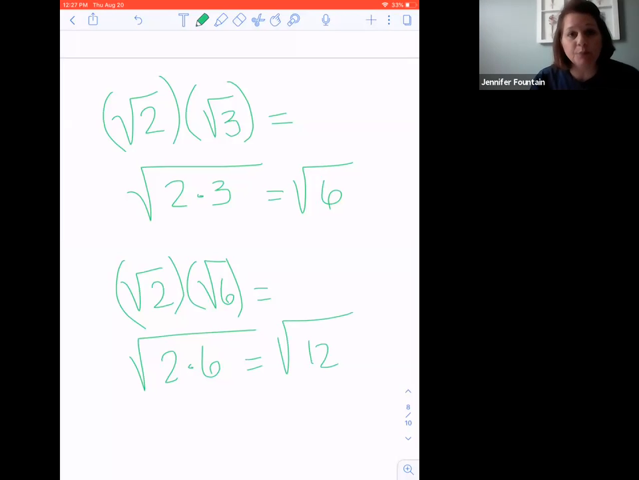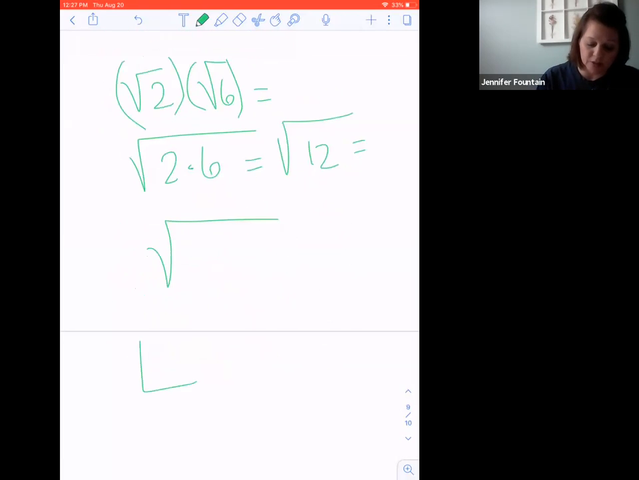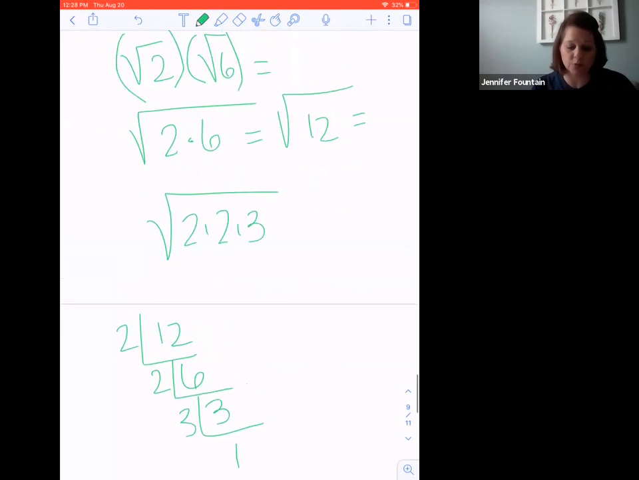Now I can simplify the square root of 12. So now I've got to think about what are my prime factors. I'm going to do my ladder method with 12. 2 will go into 12 6 times. 2 will go into 6 3 times. 3 is prime, so I know I'm down to 1. So now I've got 2 times 2 times 3. Okay, so 12, prime factors, 2 times 2 times 3.